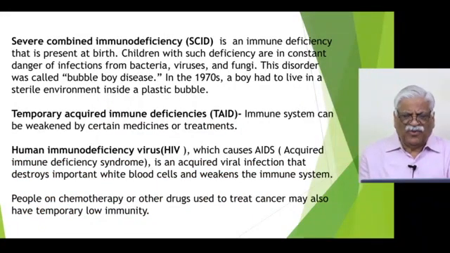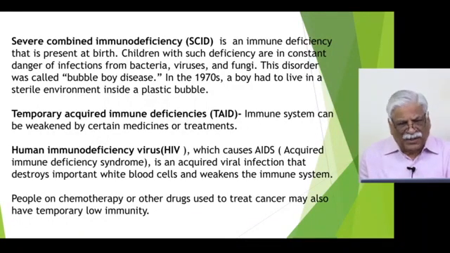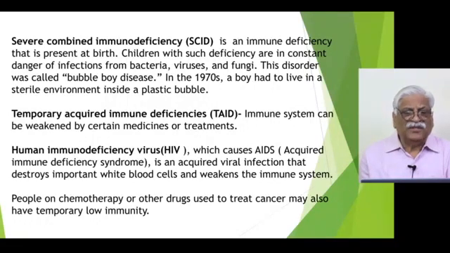Severe combined immunodeficiency. Very briefly, let us talk about these few diseases. Severe combined immunodeficiency disease, also known as SCID, is an immune deficiency that is present at birth, and children with such deficiency are in constant danger of infections from bacteria. And I gave the example of a boy, Bob, who was kept in a sterile environment inside a plastic bubble.